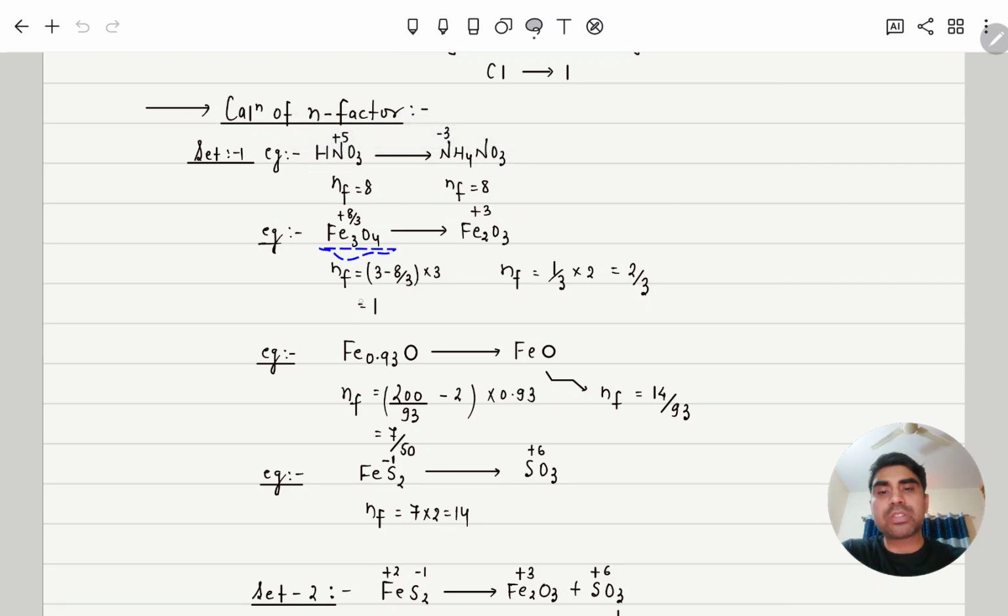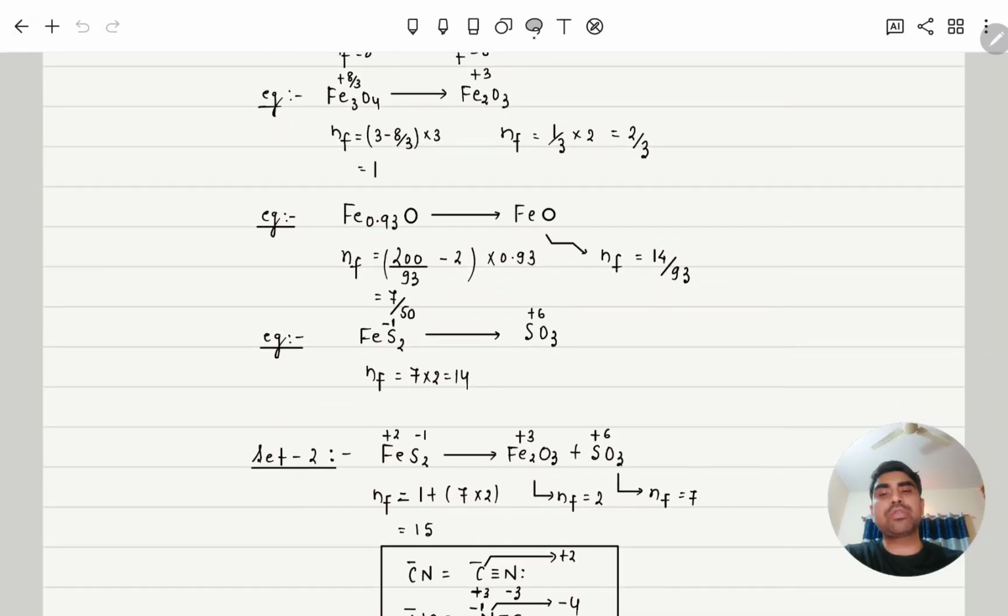Here you can see a mixed oxide, ferriferrous oxide. Here the oxidation state is +3, and here the oxidation state is also +3. So the change in oxidation state into atomicity gives its n factor of 1. Here also, the change in oxidation state into atomicity is its n factor.